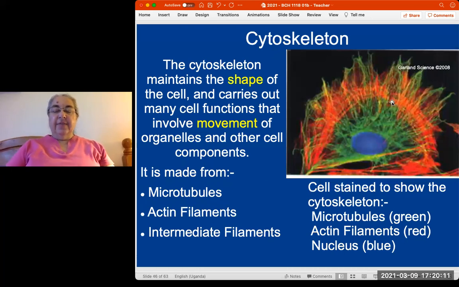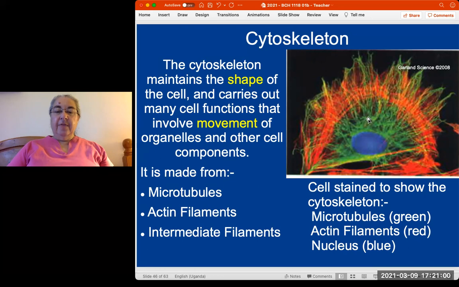One of the things inside the cytoplasm is the proteins of the cytoskeleton. The cytoskeleton is rather like a skeleton inside a multicellular animal. It's something stiff that gives the shape to the cell. There are three different types of molecules which make up the cytoskeleton. Microtubules, which are shown here in green, actin filaments, which are shown in red, and intermediate filaments, which aren't stained in this picture. The nucleus is stained in blue.